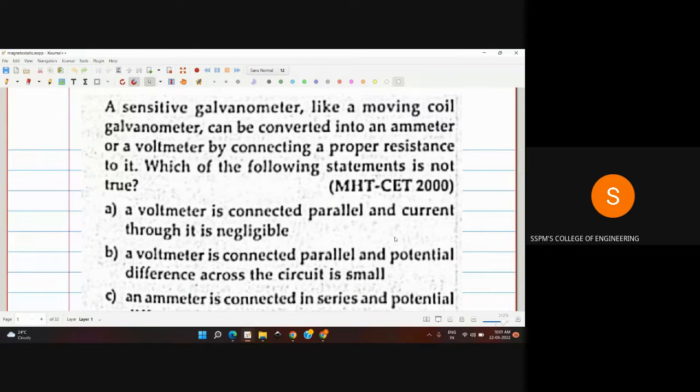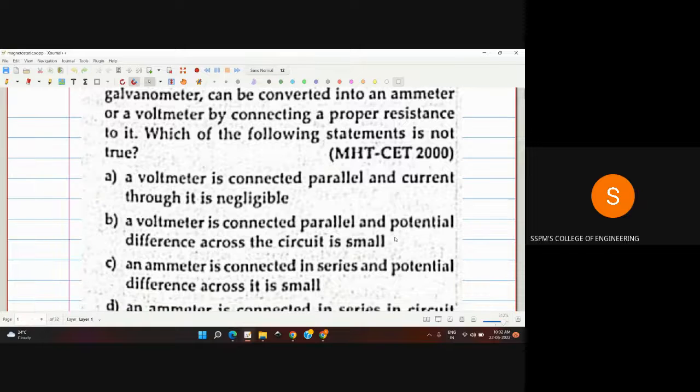So the example is: a sensitive galvanometer like a moving coil galvanometer can be converted into an ammeter or voltmeter by connecting proper resistance to it. And which of the following statements is not true? The four options are given and you have to identify which option is not correct or not true.